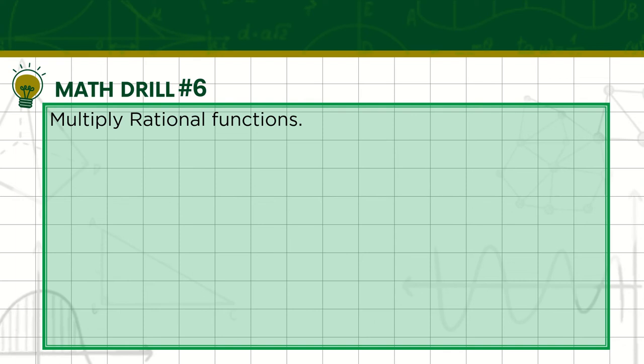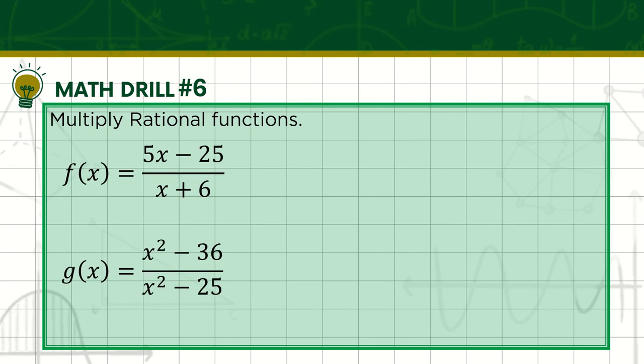In this video, we're going to multiply rational functions. For f of x, we have 5x minus 25 all over x plus 6. And for g of x, we have x squared minus 36 all over x squared minus 25. Here, we're going to multiply f times g of x, which means f of x times g of x. Let us substitute the values.